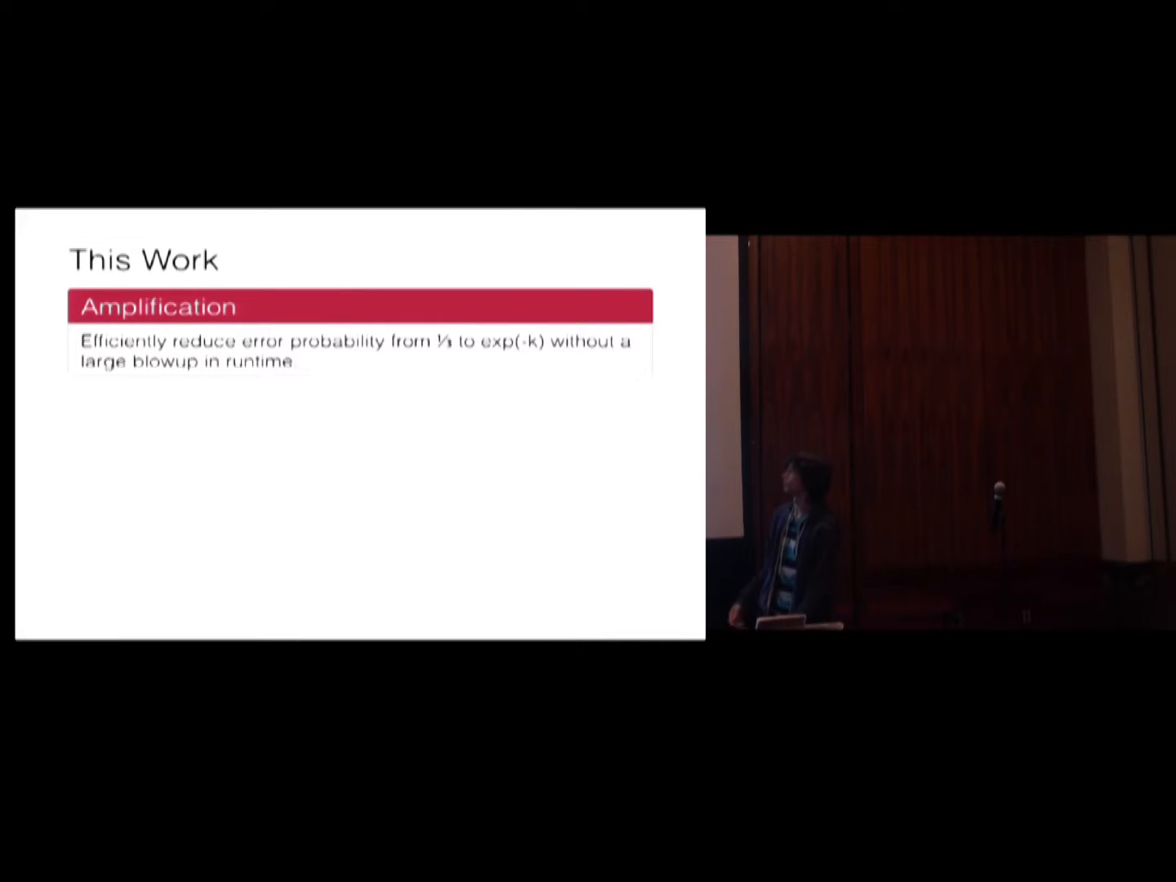Usually when we try to amplify an algorithm, we just repeat it k times, and then we get error probability exponentially low in k. We show how for certain algorithms we can actually amplify in a completely different way that doesn't blow up the runtime by a factor of k.